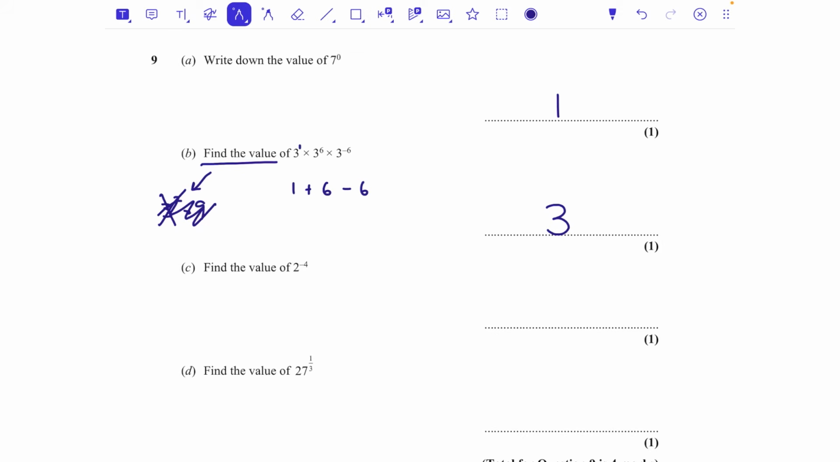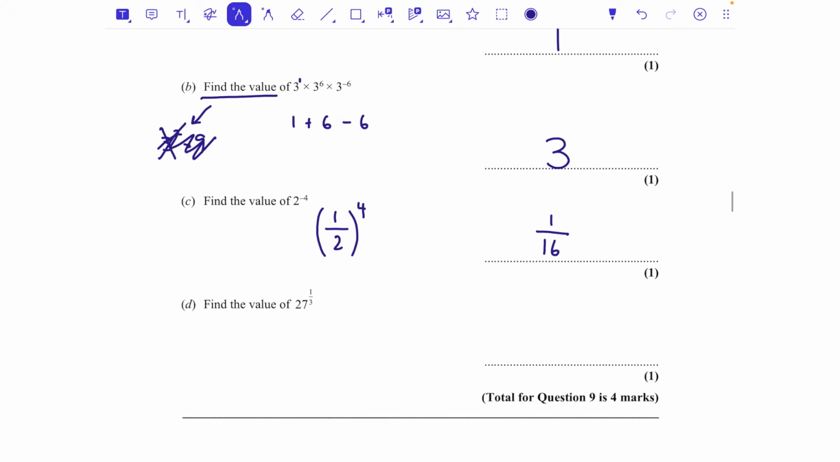Question C, find the value of 2 to the power of minus 4. Now when a power is negative, it means you're going to take the base number and do the reciprocal. So the reciprocal of 2 is 1 over 2. We've still got to raise that to the power of 4. So 1 to the power of 4 on the top is 1, and 2 to the power of 4 on the bottom is 16. So 1 over 16 is your answer there. You can do 2 to the power of 4 and then do the reciprocal.